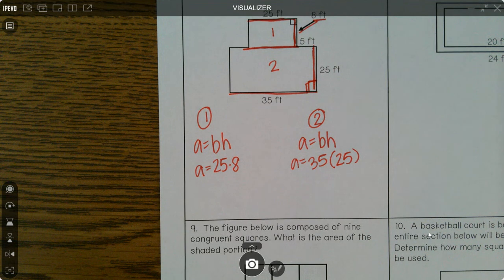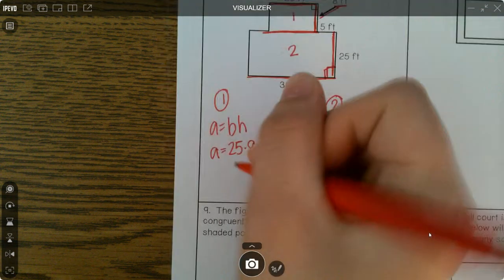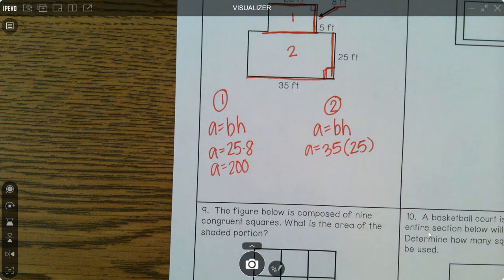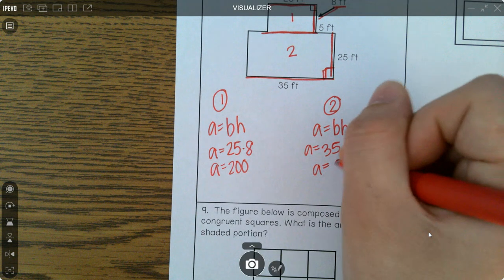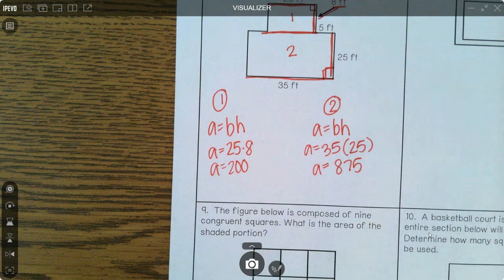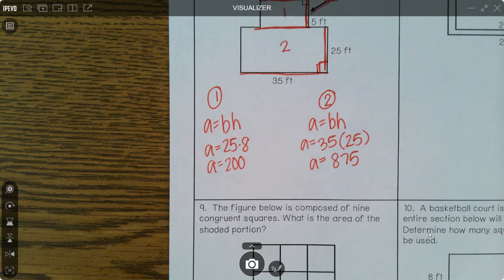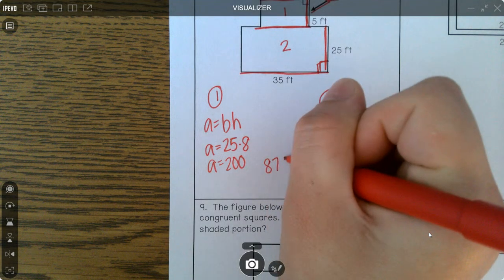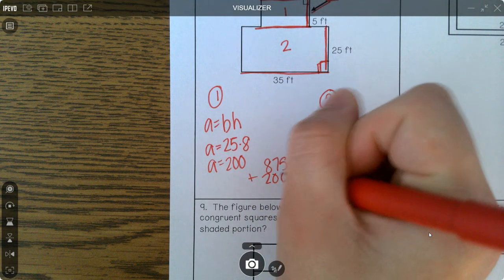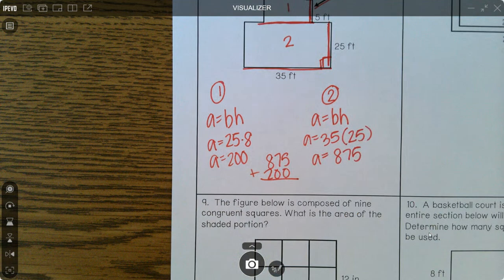Okay, so when I find 25 times 8, I'm going to get an area of 200. And when I multiply out 25 times 35, I get an area of 875. And when I look at these, area of shape 1 is 200, area of shape 2 is 875. How could I find what the total area would be for this whole shape? I would add up those two. So I'm going to say 875 plus 200, and that will give us our total area.